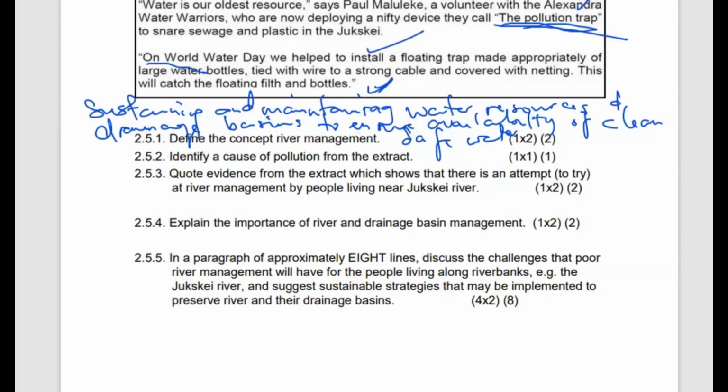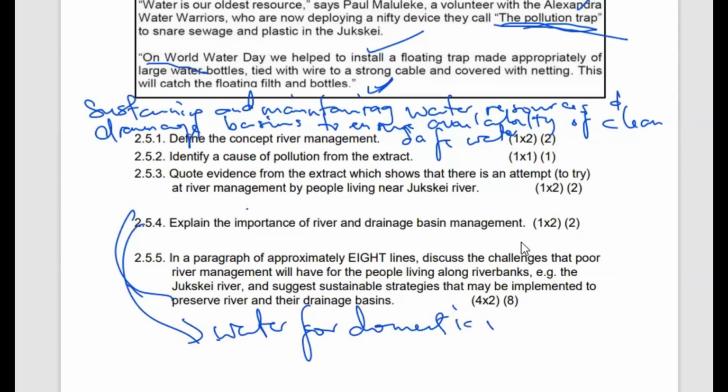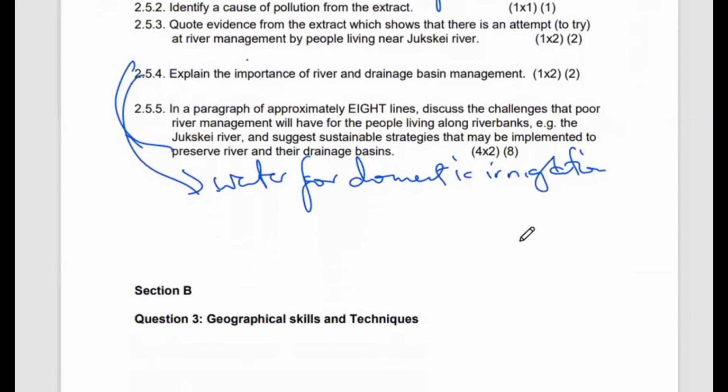Right, explain the importance of river management and drainage basin management. Why is it important that we manage rivers and our drainage basins? For obvious reasons, we need water for different purposes. If we do not manage our rivers, we are going to have insufficient water for the different uses. So we need water for irrigation, for domestic use, and other uses. That is why it is important for us to manage the rivers. If we cannot manage the rivers, then where are we going to get the water for those purposes?